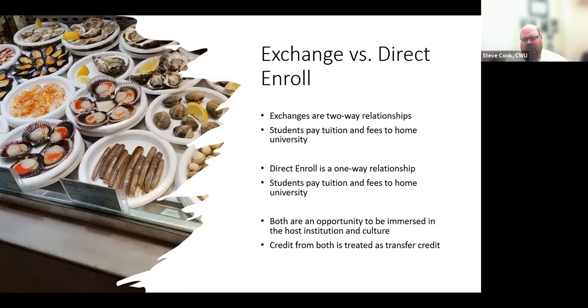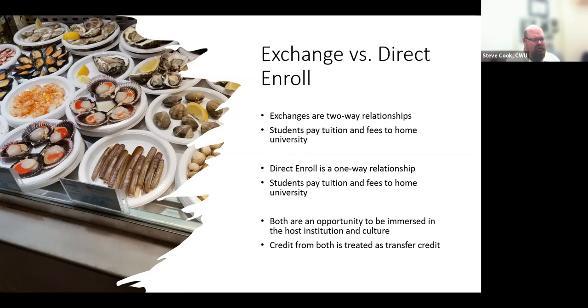But where they're similar, both are an opportunity to be immersed in the host institution and culture. And also credit from both is going to be treated as transfer credit. So neither one of them is going to be treated as direct CWU credit. Some other institutions treat exchanges as direct credit, as if students were taking classes at the home university. CWU does not do that. So they will not appear on the CWU transcript. When it's come back, that'll be in the transfer credit report area of my CWU.